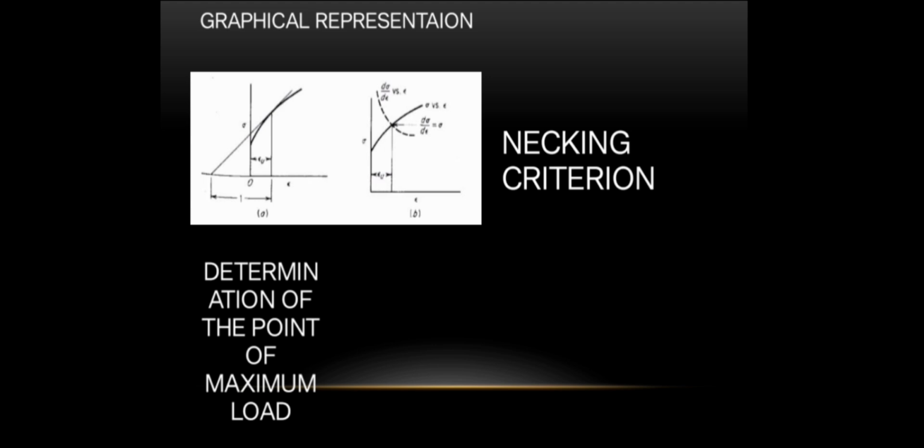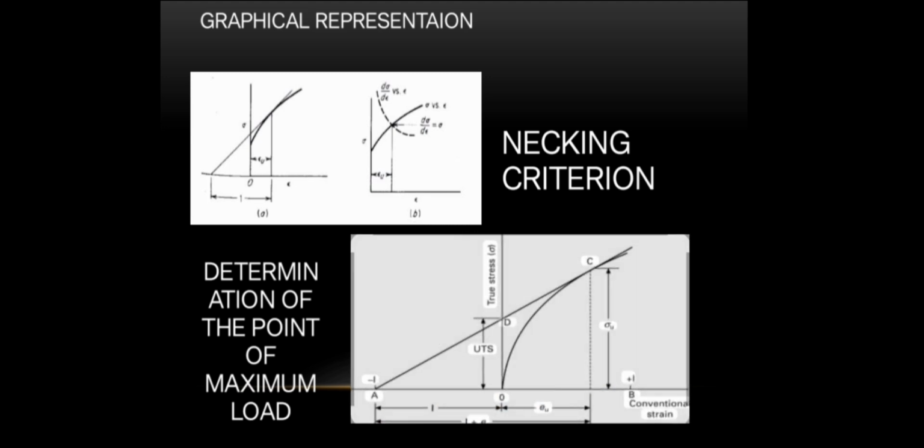This is the graphical representation of the necking criterion. It explains the graphical interpretation of the necking criterion, showing how the specimen deforms. First it undergoes elastic deformation, next plastic deformation, and finally it goes to fracture. The next step is to determine the point at which maximum load occurs.